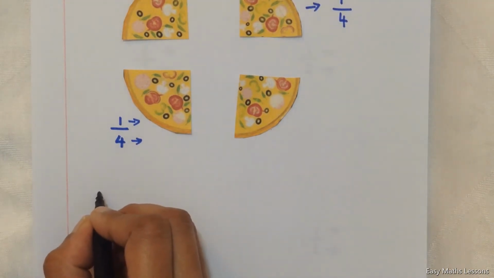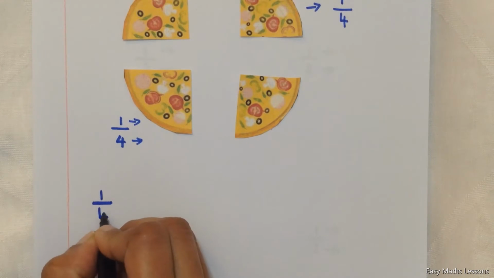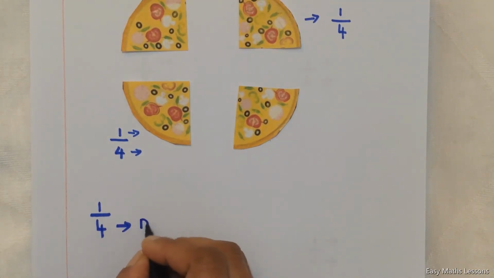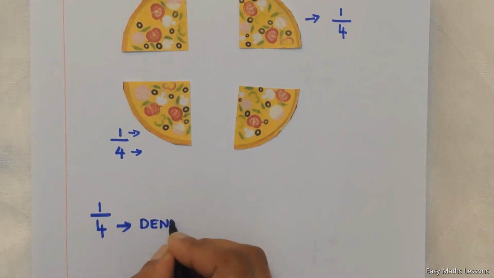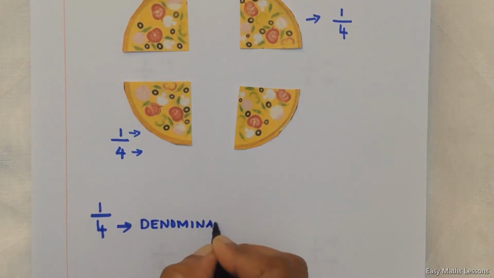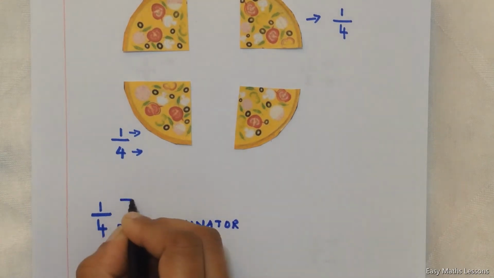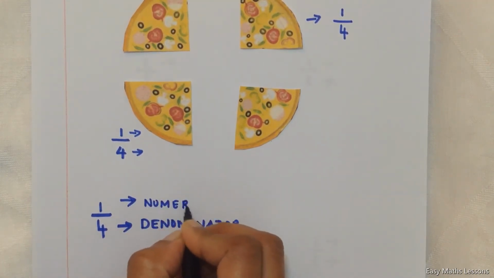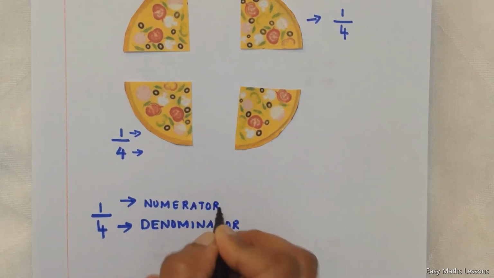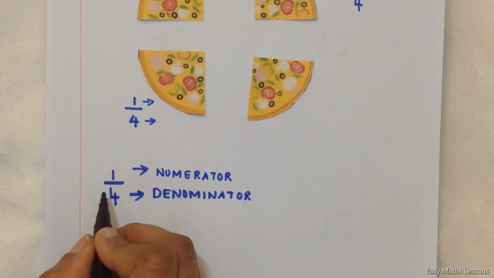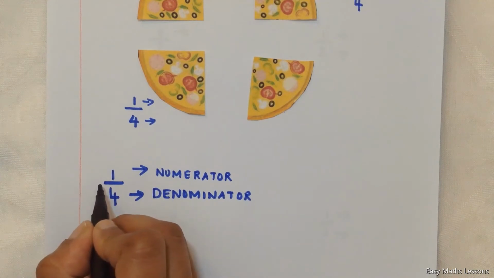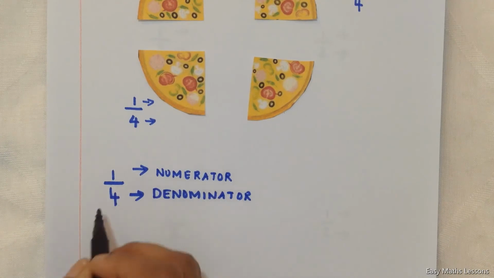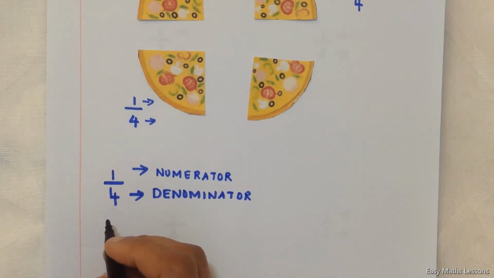Now, let's take an example 1 by 4. So, the bottom part is known as denominator. The top part is known as numerator. So, that means a fraction can be represented with the help of 2 numbers and the top number is known as numerator and the bottom number is known as denominator.